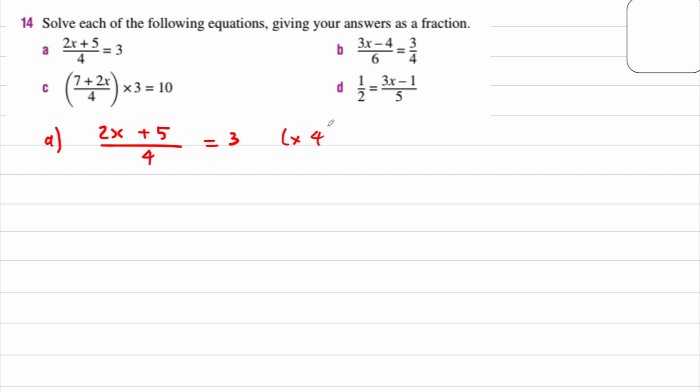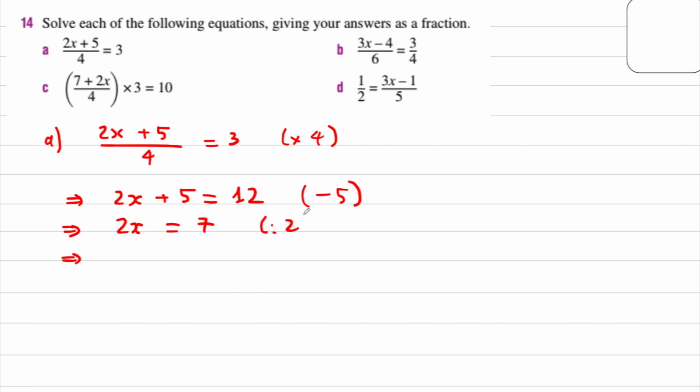The first step, I will multiply by 4 on both sides of this equation. The new form will be like this, and here is 12. After that, we take subtraction, minus 5 on both sides, and here becomes 7. And the next step, divide by 2. x will be 7 over 2.